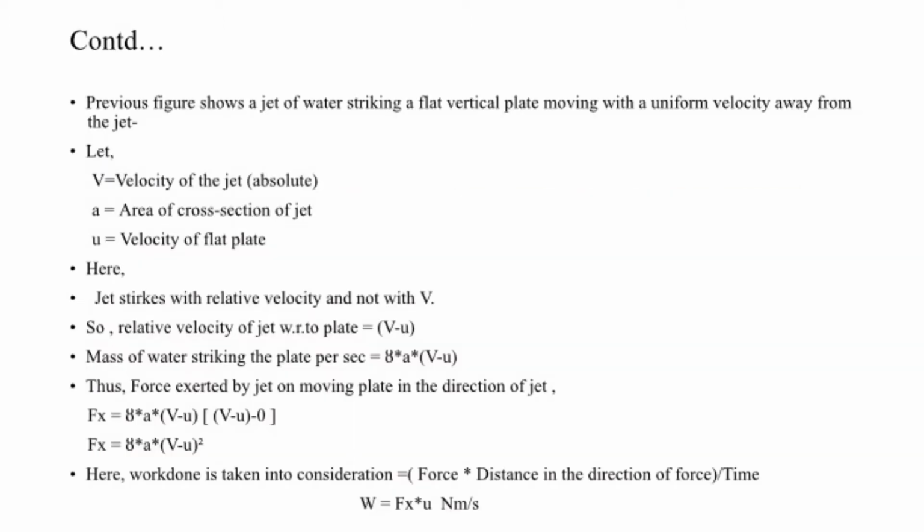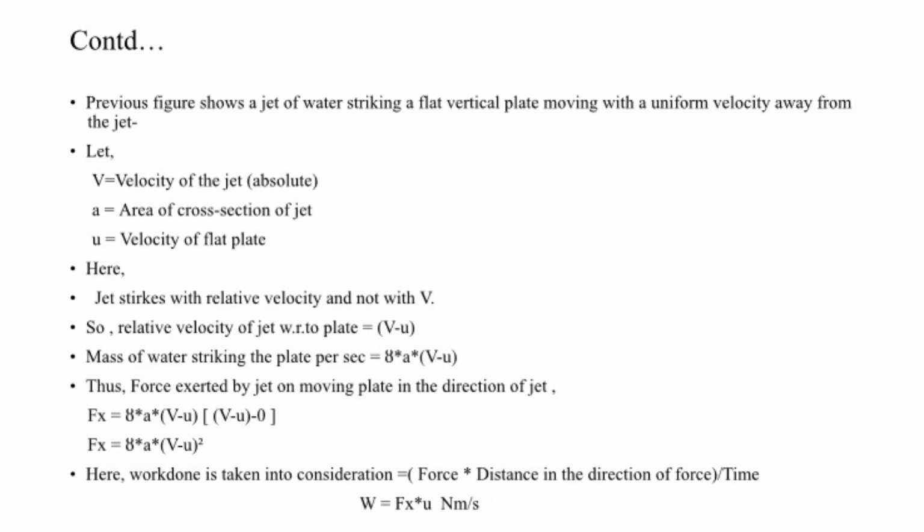Now in the next slide, as shown in the figure in the previous slide, a jet of water is striking on a flat vertical plate which is moving with a uniform velocity. Let capital V be the velocity of jet, A the cross sectional area of jet, and small u the velocity of the flat plate. Here the jet is striking with relative velocity and not with the absolute velocity.